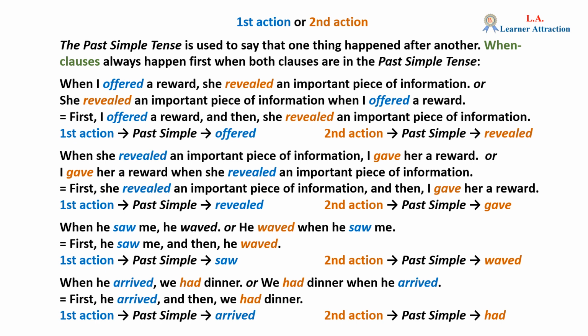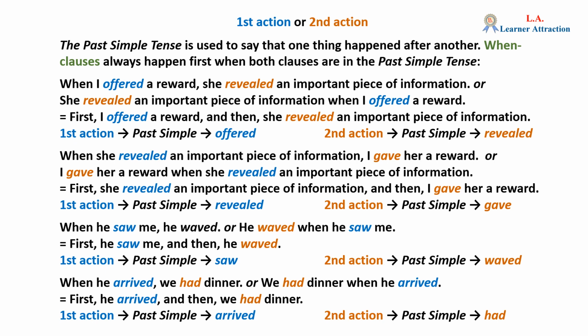First action, past simple, revealed. Second action, past simple, gave. When he saw me, he waved. Or, he waved when he saw me. Means, first, he saw me, and then, he waved.